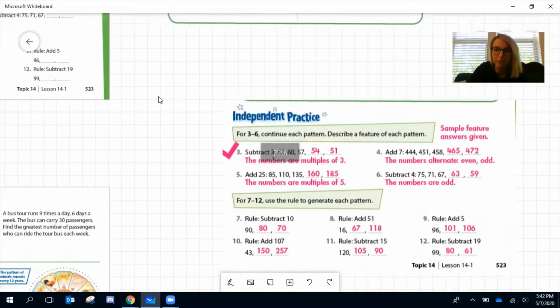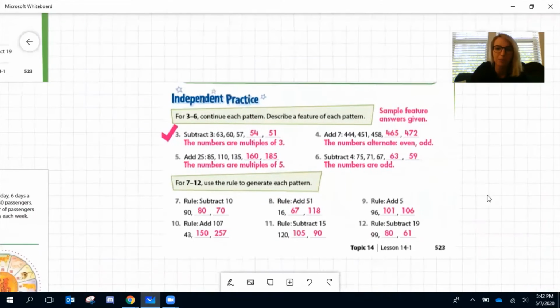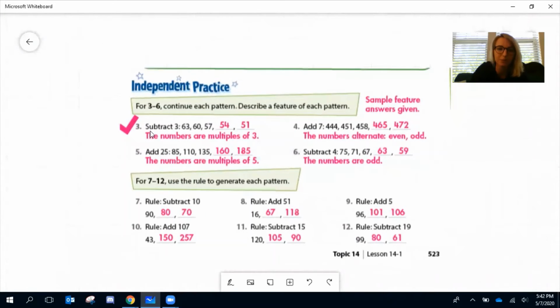All right, at this point, we're going to go over numbers 3 through 12, so please make sure you've done those. Number 3 says subtract 3, and so they've started with 63, 60, and 57. When we subtract 3 from 57, we get 54, and 54 minus 3 is 51. Then it asks us to describe a feature of each pattern. When I look at these numbers, I first start out by seeing 60, which I know is a multiple of 3 because 3 times 20 is 60. And then when I subtract by 3, I can figure out that these numbers are multiples of 3.